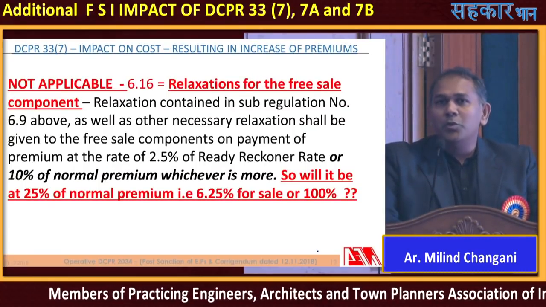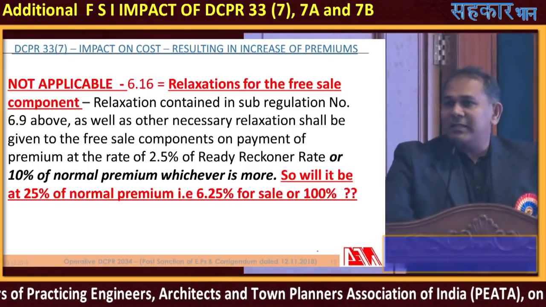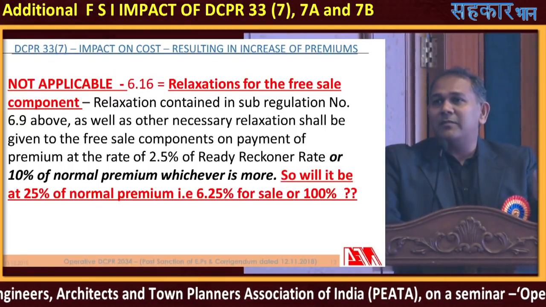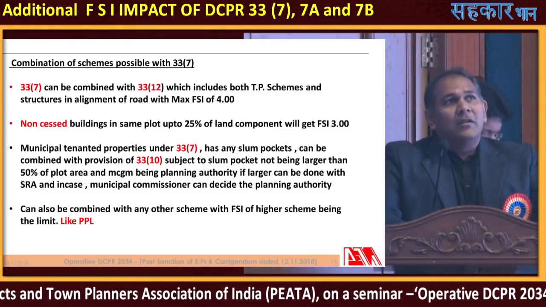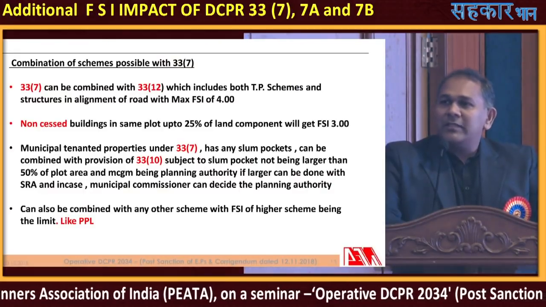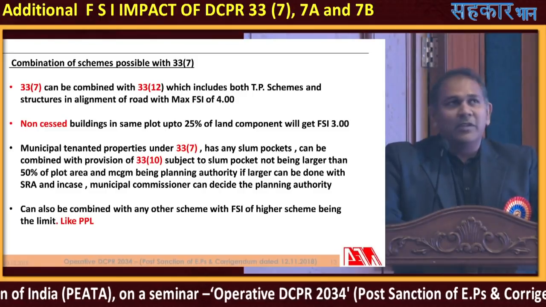And this is going to be a huge, huge difference from the project viability for all those small plots and 3 FSI schemes, where not just the sale area is getting reduced, but the premiums are getting substantially increased. 33.7 can be combined with 33.12, 10, or even in case of PPL, and non-cessed up to the extent of 25% will get the same benefit as per FSI 3 or incentive, that is in case of 33.7.